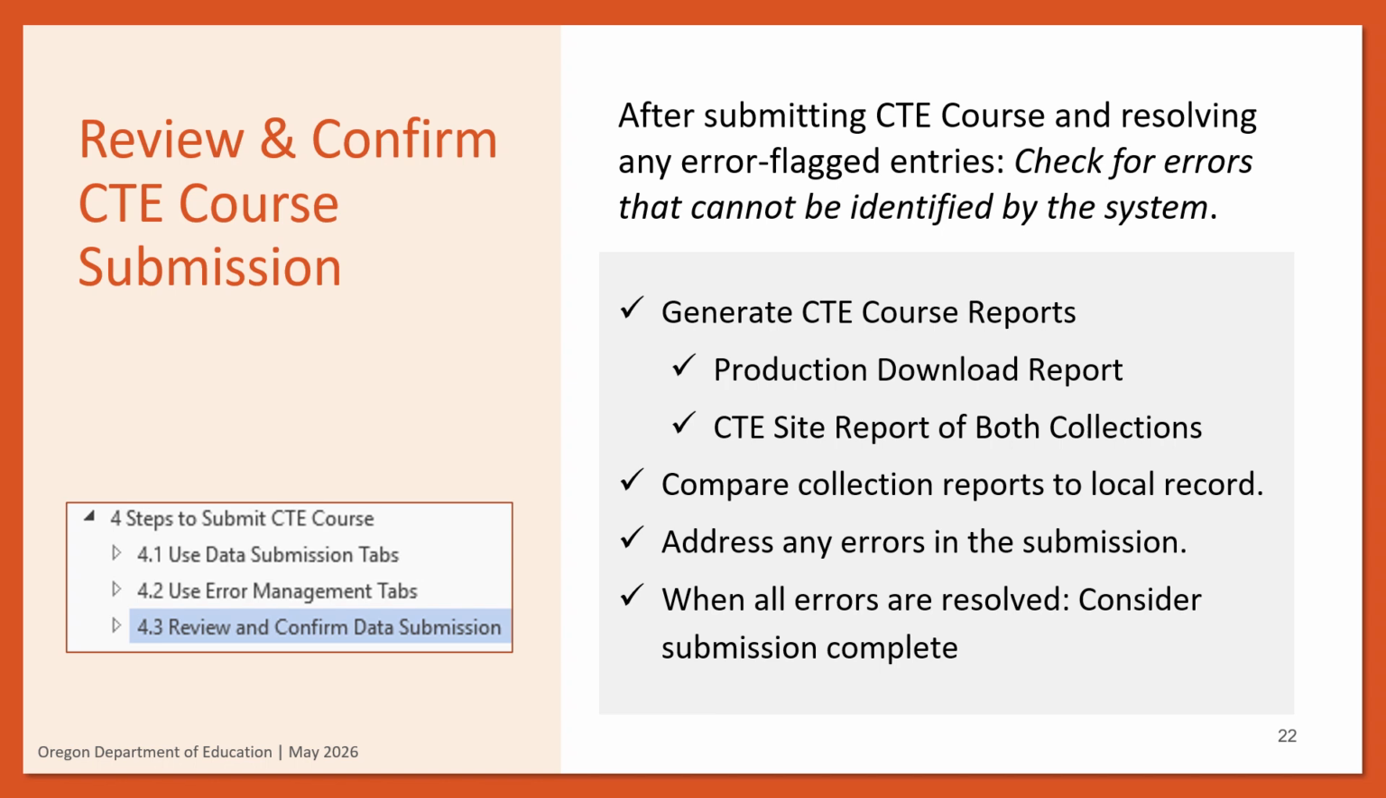To review and confirm the submission, generate the CTE course reports, production download report, and CTE site report of both collections. Then compare the Consolidated Collections reports to local records such as the prepared SIS report. Address any errors in the submission. When all the errors are resolved, consider the submission complete.